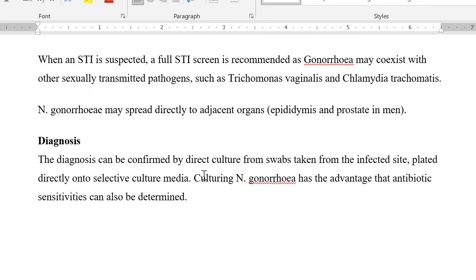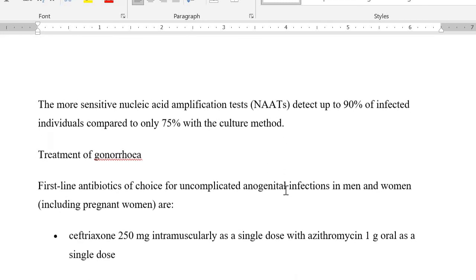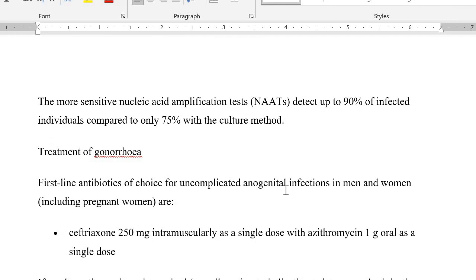The diagnosis can be confirmed by direct culture from a swab taken from the infected site, which is plated directly onto a selective culture medium. Culturing gonorrhea has the advantage that antibiotic sensitivities can also be determined. The more sensitive nucleic acid amplification test can detect up to 90% of infected individuals, compared to only 75% with culture.